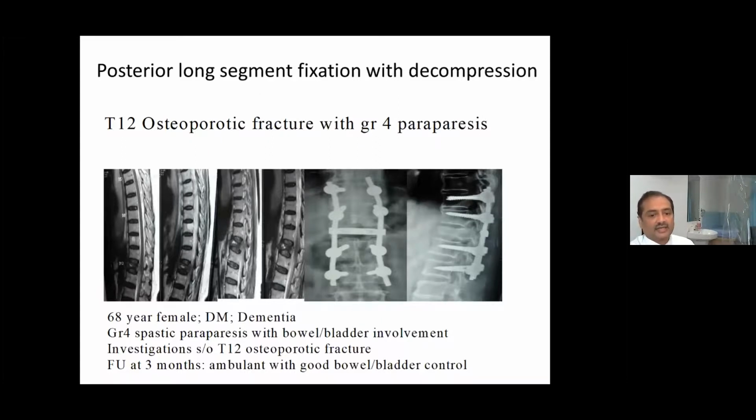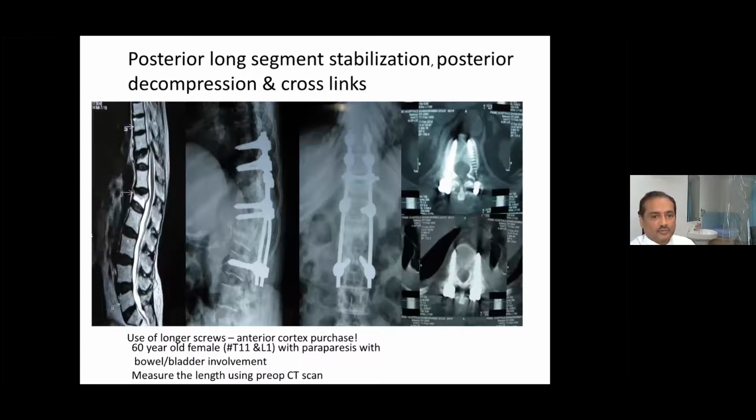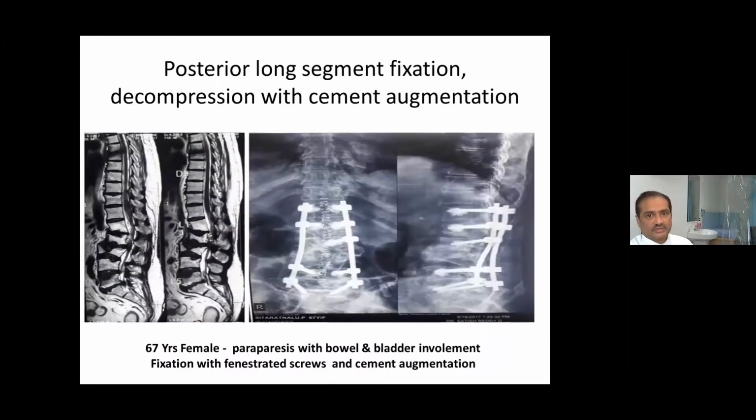This is one of my patients who had a quadriparesis with a T12 fracture, and he had an excellent improvement of the neurological status, including bowel and bladder symptoms. Another patient had multiple contiguous fractures, and had a long segment fixation with excellent results. Preoperative CT can be very useful to estimate the possible length of the screw. However, no attempt should be made to have a bicortical purchase in these patients.